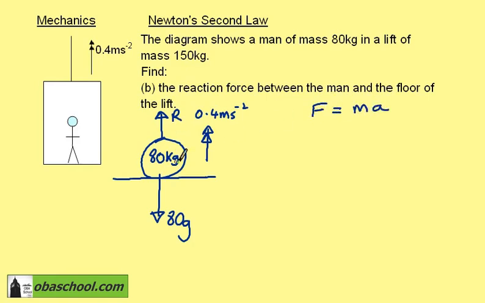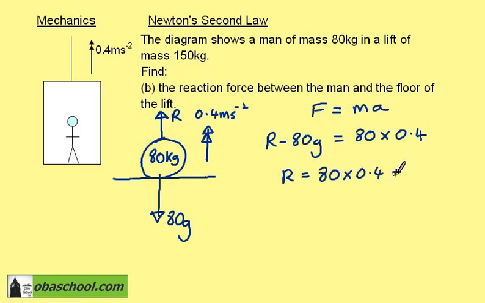The resultant force on the man is the R upwards take away his weight downwards. So we get R take away 80G is equal to the mass times the acceleration, which is 0.4. We can calculate this, 80 times 0.4 plus 80G, and taking G equal to 9.8, we get 816 newtons.